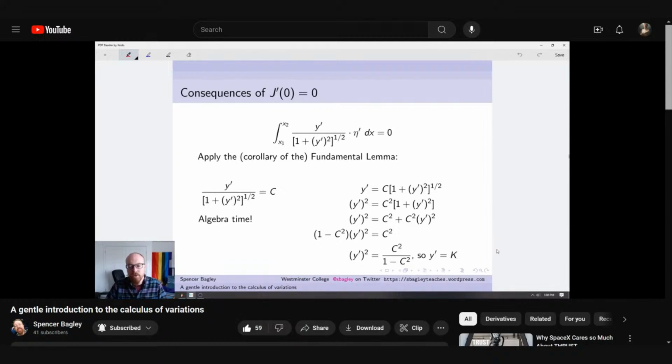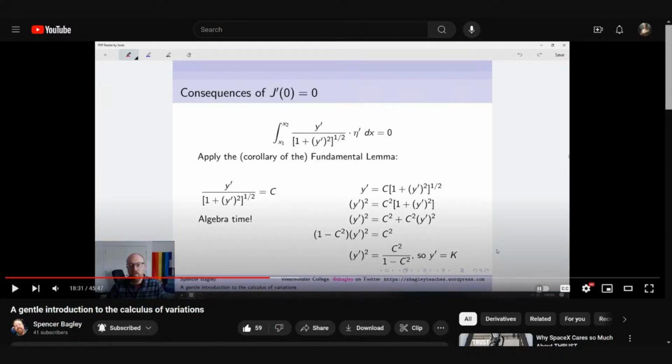If y prime is a constant k, well, then y is for sure a straight line. Hooray, we have y is a straight line, which is what we wanted to prove. Right, so we're showing that our method worked. It proved what we thought was true.